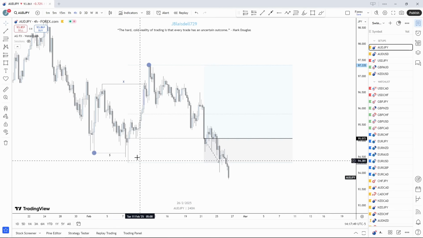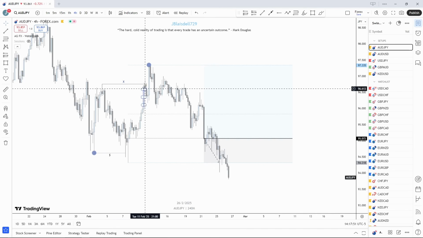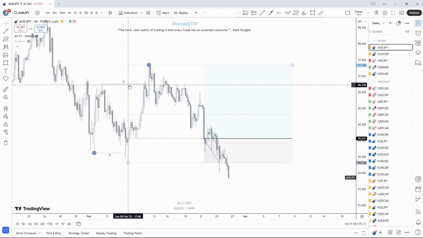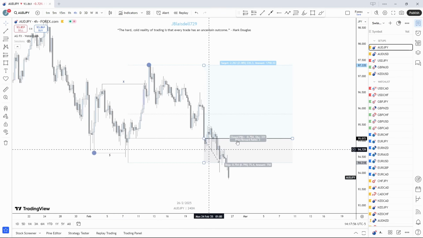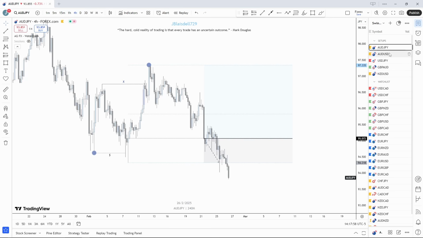However, I do understand that with the strong liquidity sweep that we see here and the break, I have found these specific setups to work fairly well. So I'm perfectly fine with the loss here and on to the next one, which is going to be AUDUSD.